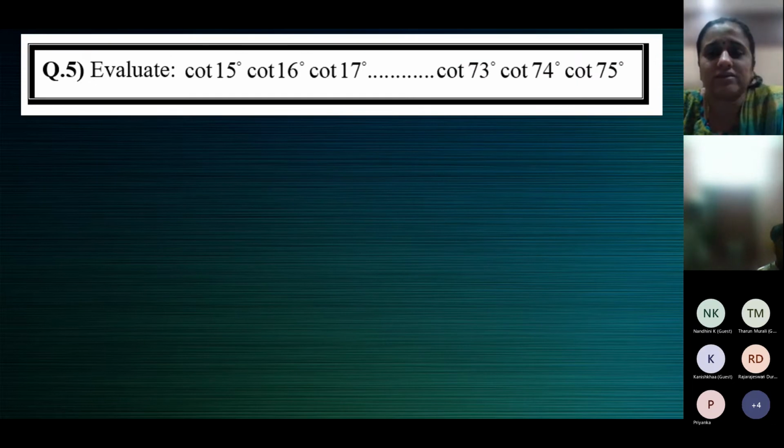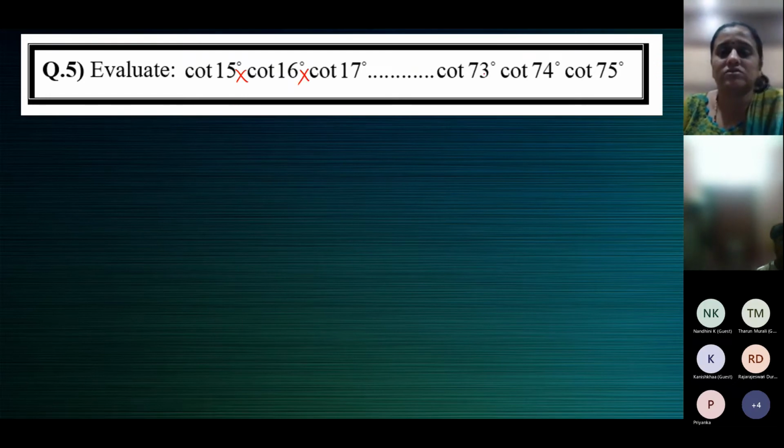So evaluate cot 15 degrees into cot 16 degrees into cot 17 degrees into cot 18 degrees, into cot 19 degrees, into cot 20 degrees, into cot 21 degrees, and so on, up to cot 75 degrees. So it's a product. There is no sign in the middle, so it's multiplication everywhere.